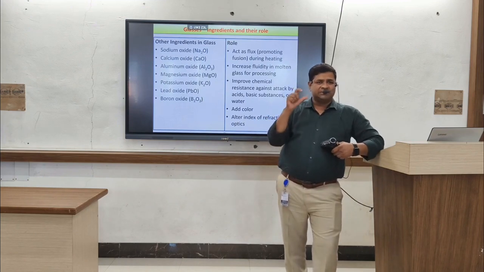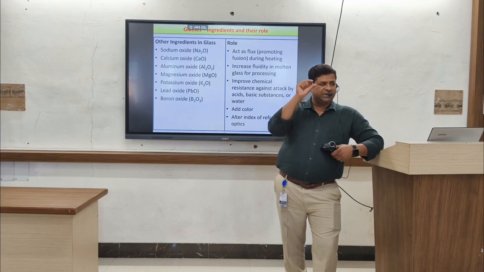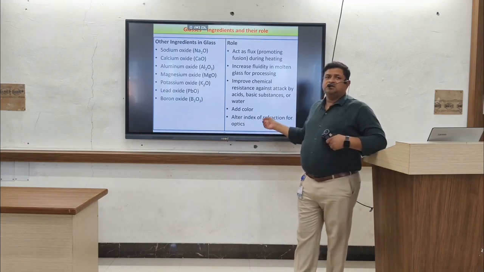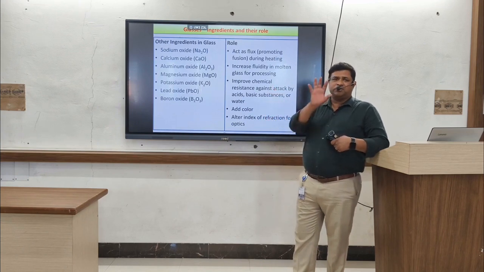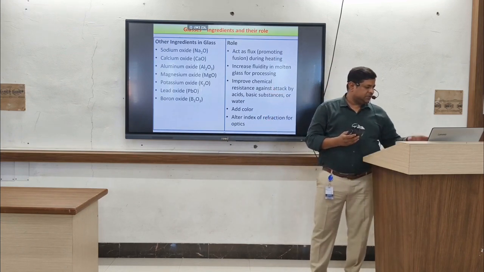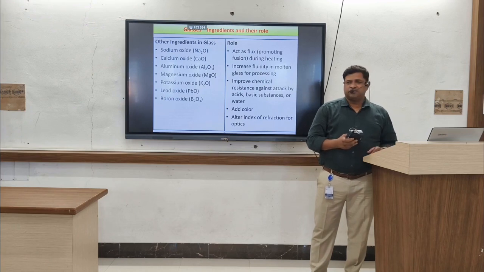If these glasses are used for making spectacles or contact lenses, the refractive index may be different. In that case, we can alter the refractive index and use this particular glass for the particular application. So that is one of the applications. Here various ingredients are there and their role is listed. The question might be: list out the ingredients of glass and their role.